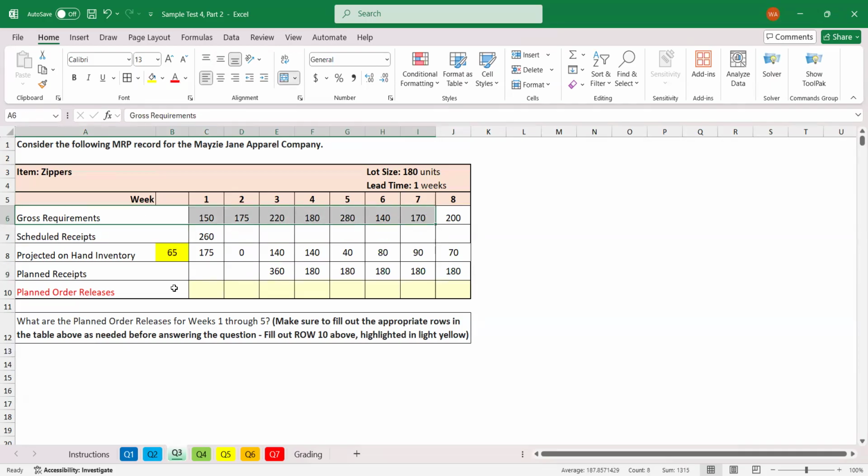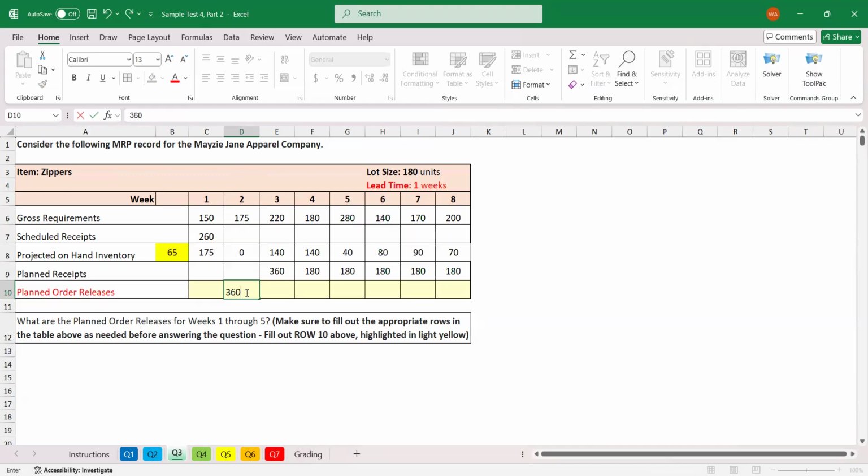Now, the last thing that you're going to be doing here is figuring out when your planned order releases are, and that's going to be linked to your lead time here. Your lead time is 1 week. If we needed 360 parts in week 3, it means we need to have placed an order a week ahead of time. So in this case, I'm just going to say we need to order a week ahead of time and ensure we have enough stuff going forward.